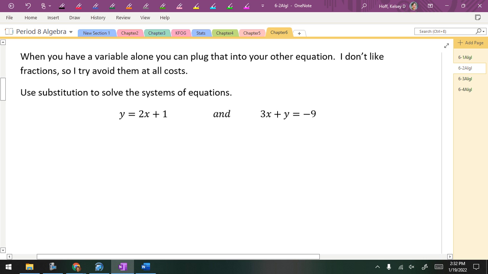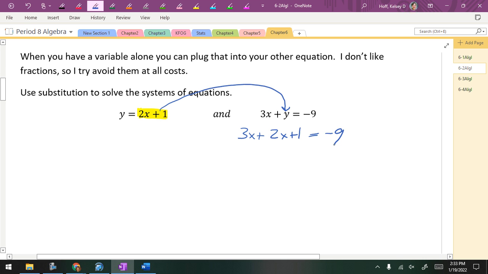One of my equations is y equals 2x plus 1. The other one is 3x plus y equals negative 9. First thing we have to do is look at those equations and say, do I have an equation that a letter is already by itself? On the left, agreed? y is by itself. So I can use substitution. I can take 2x plus 1 and replace y in the other equation. So 3x is going to stay, plus 2x plus 1 equals negative 9.